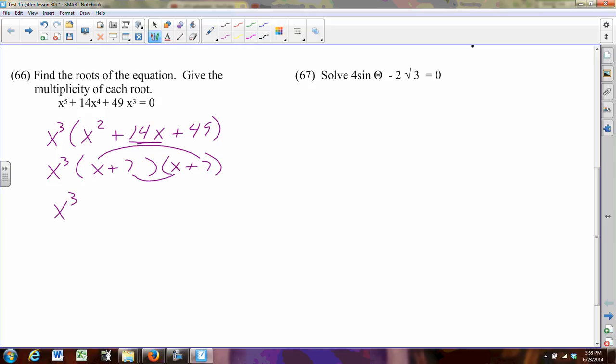So let's put this a little nicer. Here has a multiplicity of 3. X plus 7 has a multiplicity of 2.